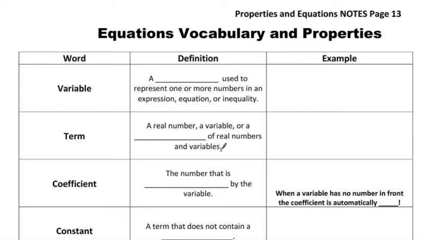In this video, we're going to discuss equations vocabulary, and we're going to use these vocabulary terms to help us describe different parts of equations. So the first one that we have is a variable, and the variable is the letter in the problem. So a letter that is used to represent one or more numbers in an expression, equation, or inequality. So an example of this could be 3x equals 17. In this example, the x would be the variable.